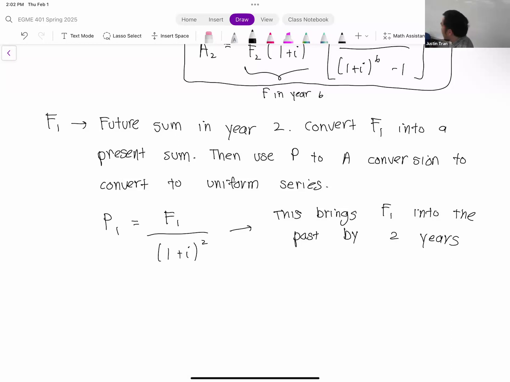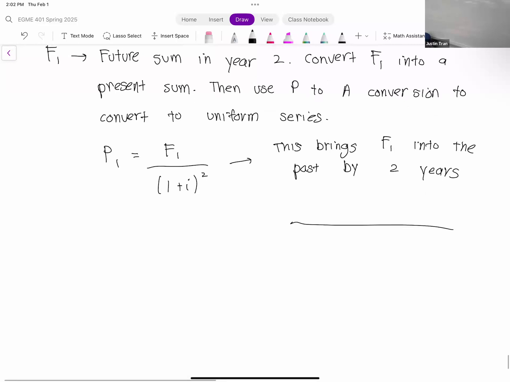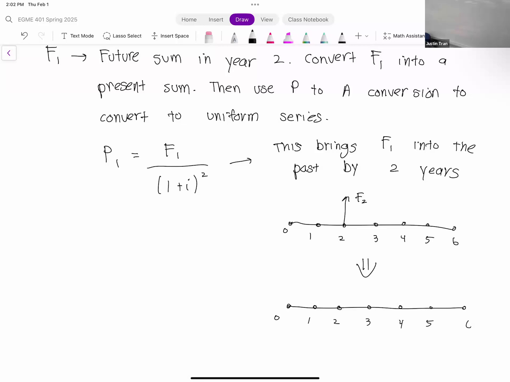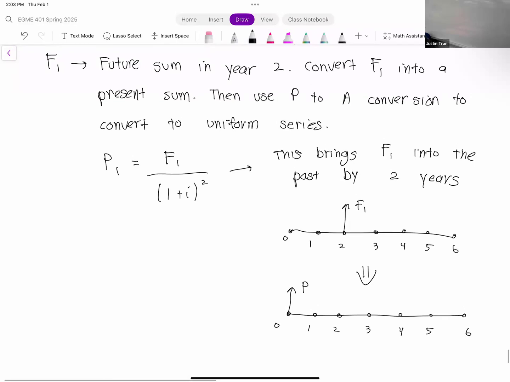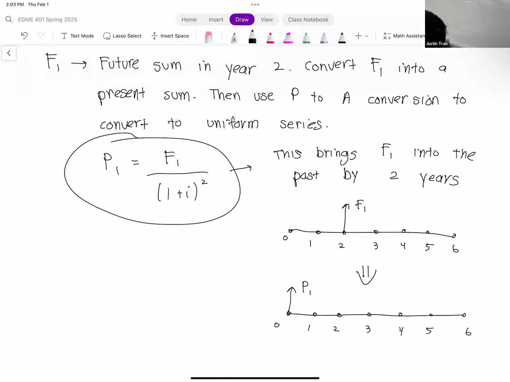I should have done this for the last step, but let me visualize this for you. We started with this F2. Through this conversion, we're going to bring this back into the past, and it's going to convert to something like this. I'm sorry, this is F1 and P1. F1 is occurring in year 2, and by computing this conversion, P1 is equal to F1 divided by 1 plus i to the n. We're putting it back in the past by 2 years.